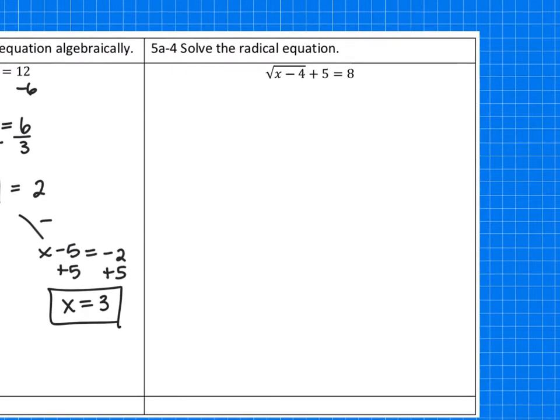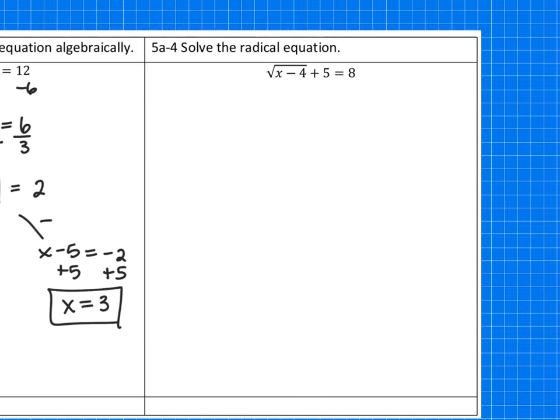All right. Same thing with the radical. First thing we need to get rid of is that 5. So subtract 5, because we're again trying to get the grouping symbols alone. So x minus 4 equals 3. Next thing I need to do is undo that square root by squaring both sides.